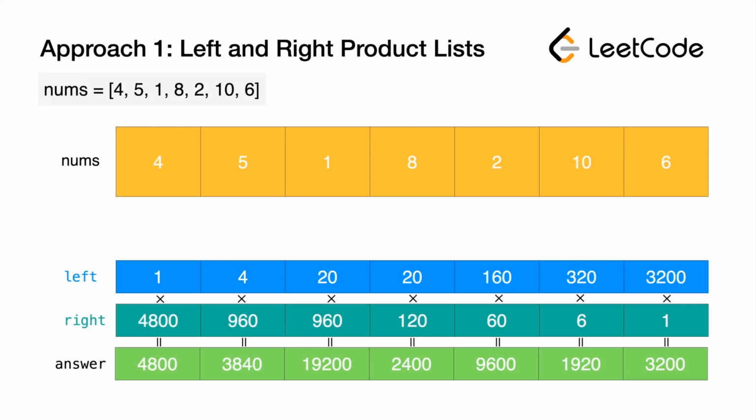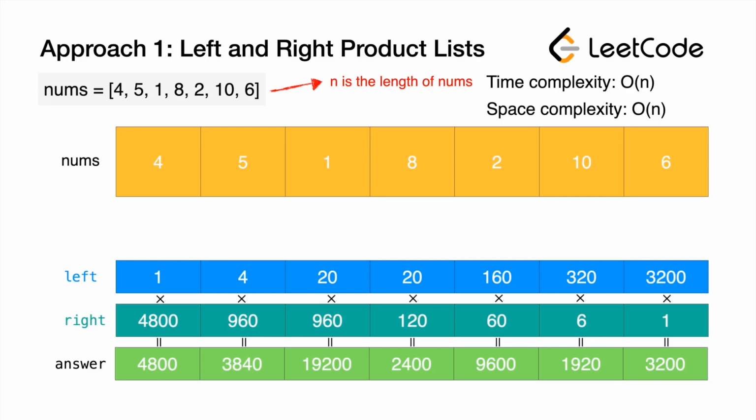Now, let's analyze the time and the space complexity for this approach. Suppose the length of the input array nums is n. As we only need to traverse the array 3 times, the time complexity is O(n). Please note that the output array does not count as extra space during space complexity analysis. Thus, ignoring the answer array, we use left and right arrays to store prefix and suffix product. So the space complexity is also O(n).